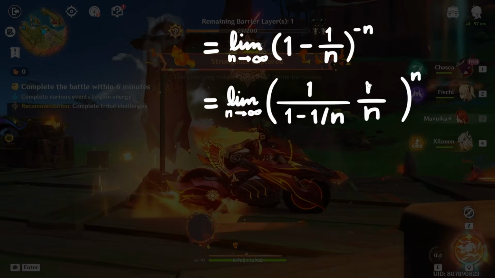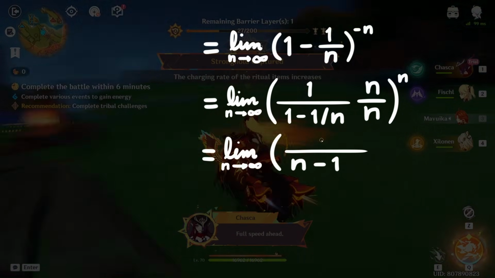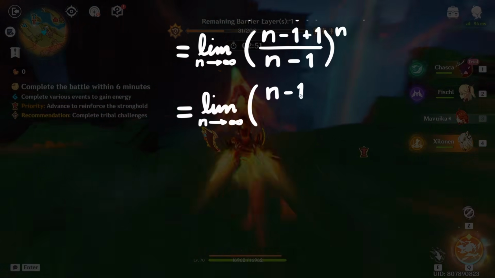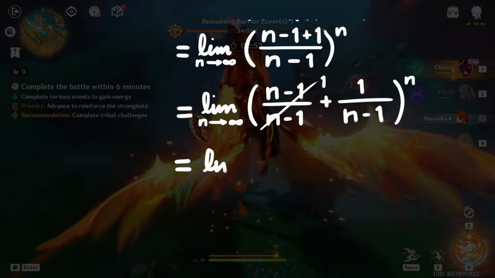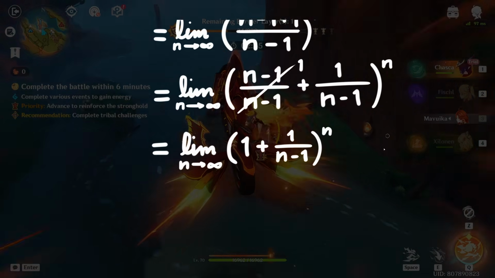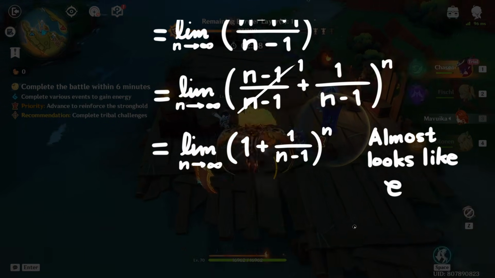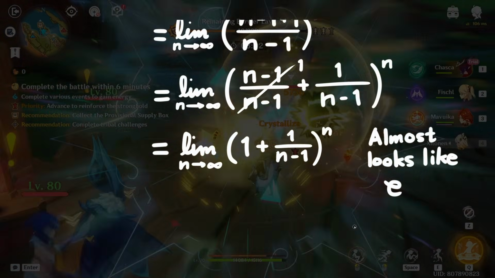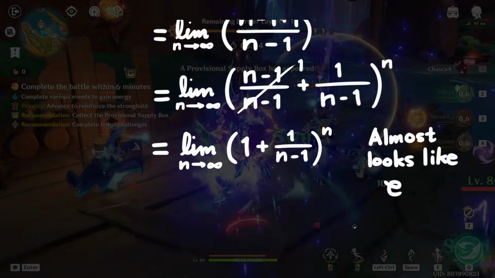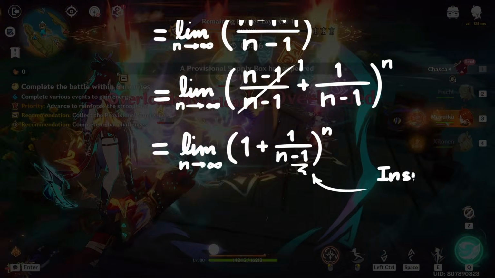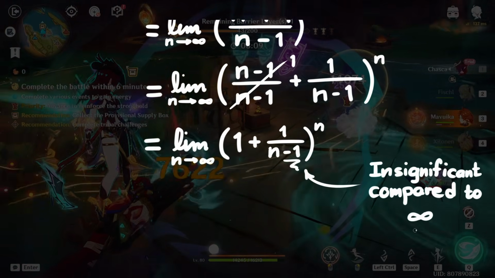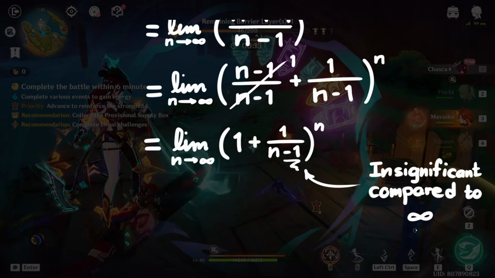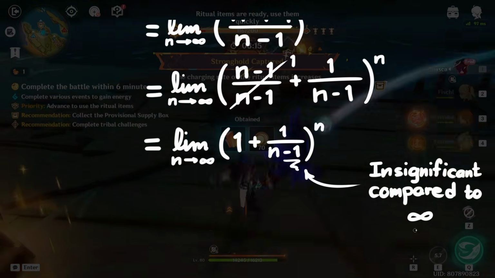From here we just have to do a bunch of algebra involving exponent properties and fractions, but after going through it all, we end up with 1 plus 1 over n minus 1, all of that raised to the n. Now, this looks very similar to Euler's number, but it has this n minus 1. But the reality is, because we're dealing with infinity, that minus 1 really doesn't matter. Because infinity is so large, it just absorbs almost anything.